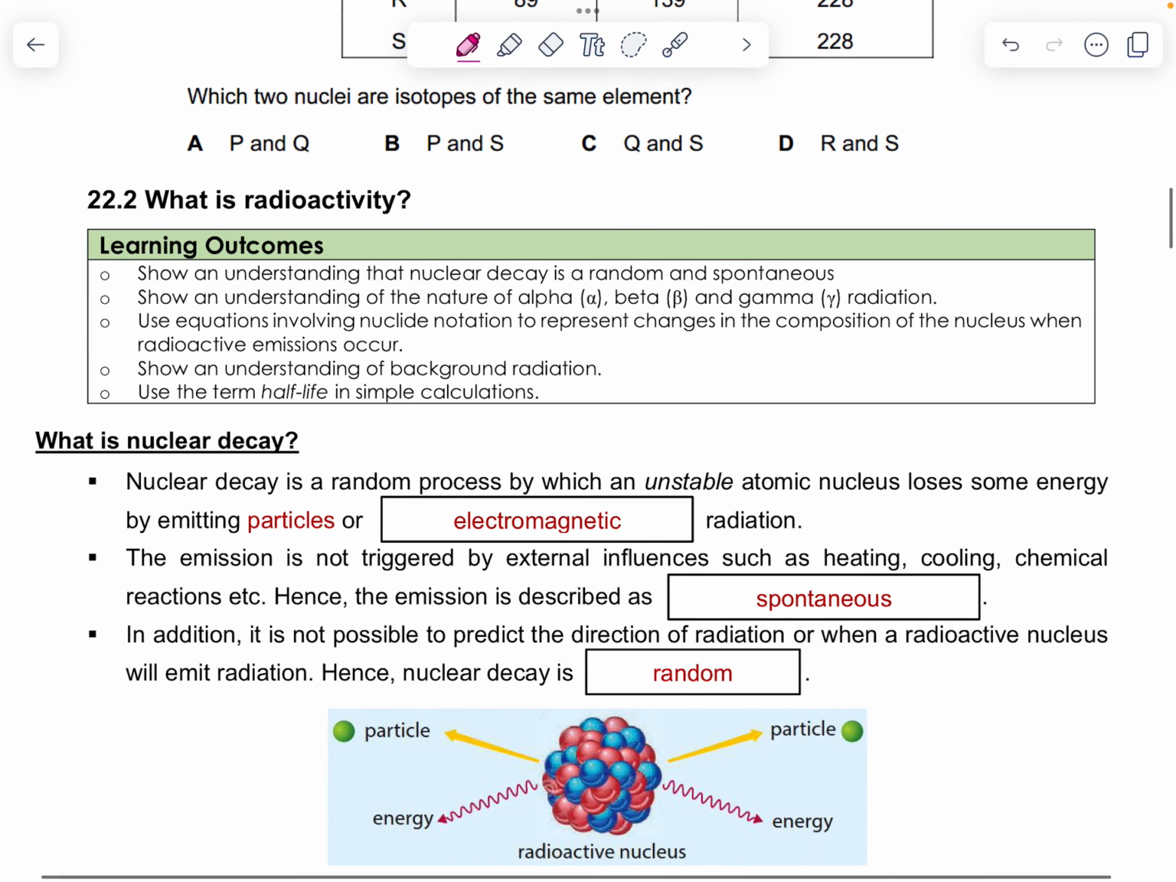What is nuclear decay? Nuclear decay is a process by which an unstable nucleus loses energy through emitting particles, beta or alpha particles, or EM radiation in the form of gamma rays. Such a process is spontaneous, meaning it does not get triggered by external influences, and it's random because you cannot predict the direction of the radiation or when it will occur.